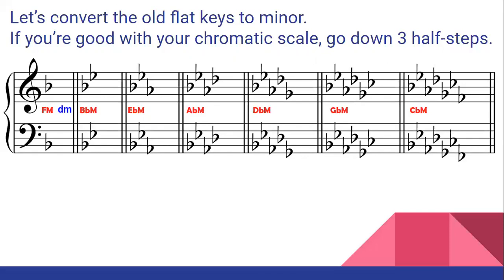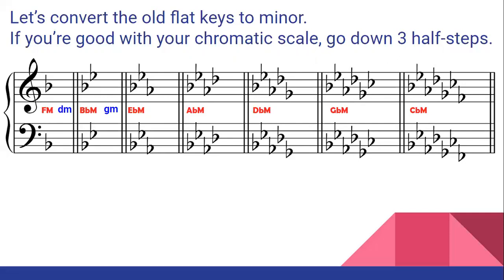Scoot 1 to the right, we have B flat major. What is 3 half steps down from B flat? Well, you have A, A flat, and G. So G minor is the relative minor to B flat major. Let's proceed with all of the rest of these flat major key signatures and turn all of them into minor key signatures. This time, I'm going to let you go down the chromatic scale in your head instead of me giving you all of the answers.